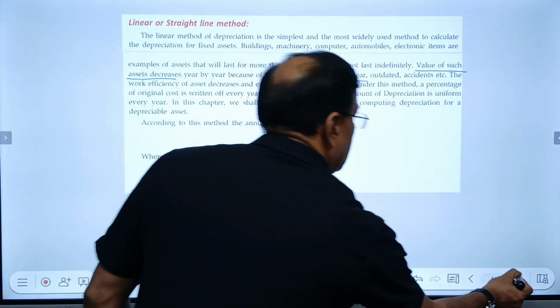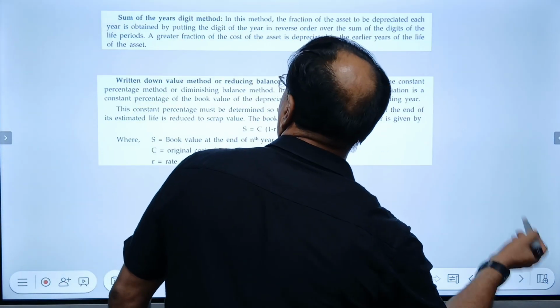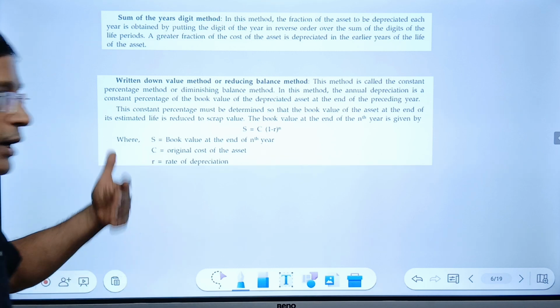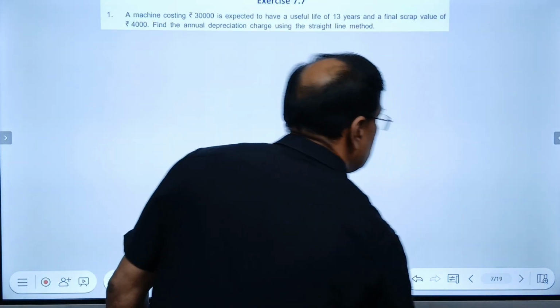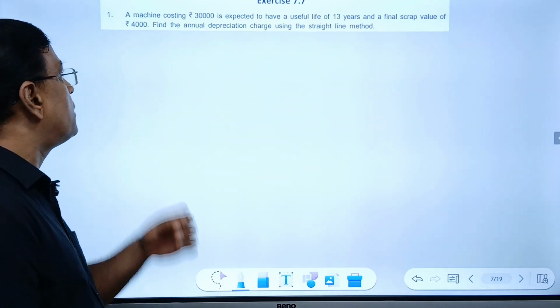There are other two methods which I will not discuss right now. These are the sum of the years digit method and the written down value method. We'll do them when we encounter the problems. Right now we'll start with exercise 7.7 and start doing the problems.